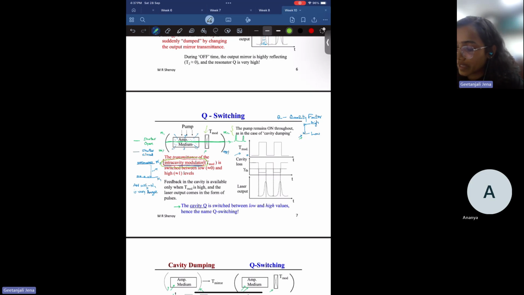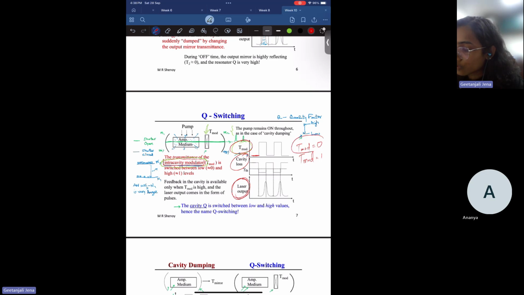So let me explain this graph. T mod means the transmittance through this modulator. Cavity loss is the loss in the cavity, and then the laser output. So if you see when T mod is off, let us say initially the shutter is closed. So T mod is 0 means the shutter is closed, and T mod 1 or some non-zero value means the shutter is open.